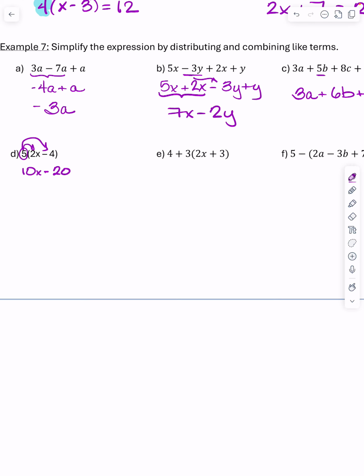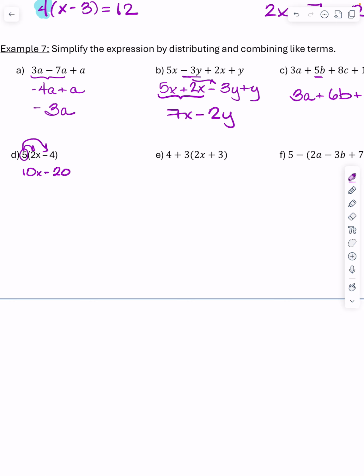And we have to be really careful on E. We see that 4 plus 3 and then the parentheses, and we want to add 4 plus 3, but we cannot. Order of operations says we multiply first. So this 4 plus waits out here. I've got 6x plus 9. Now I can combine the whole number parts and I get 13 plus 6x.